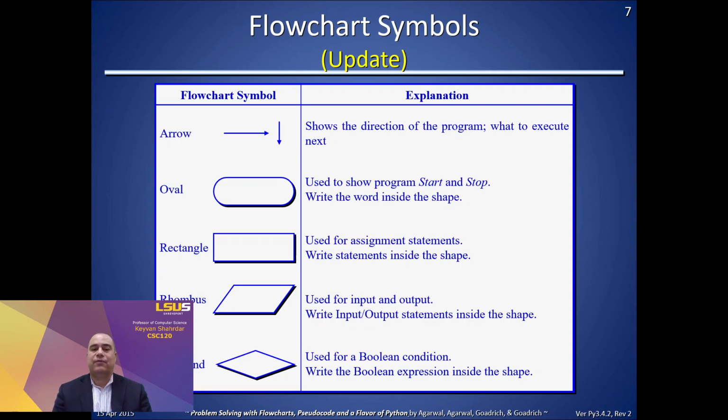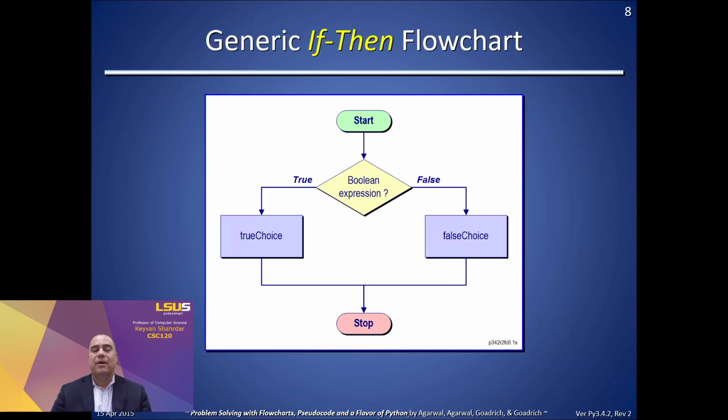So this is an updated flowchart. You have the arrows, the ovals, the rectangle, and the rhombus. We've gone over that, but we're adding in the diamond. As you can see, the diamond over here. It's useful for a Boolean condition. Write the Boolean expression inside the shape. We have a generic if-then flowchart.